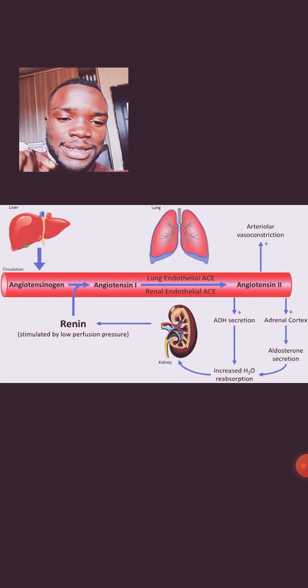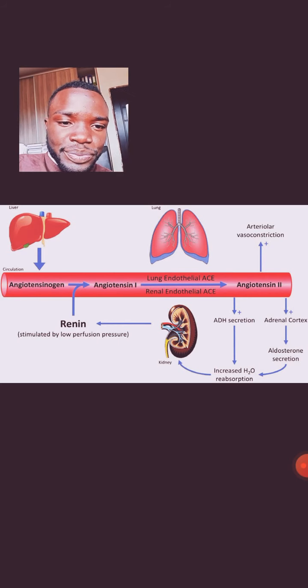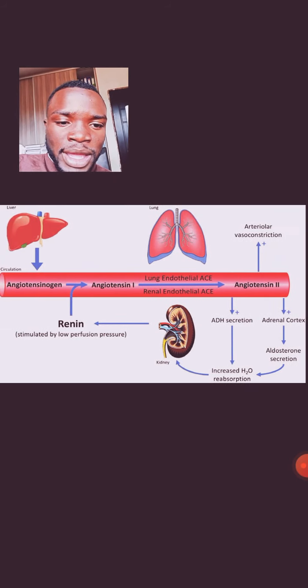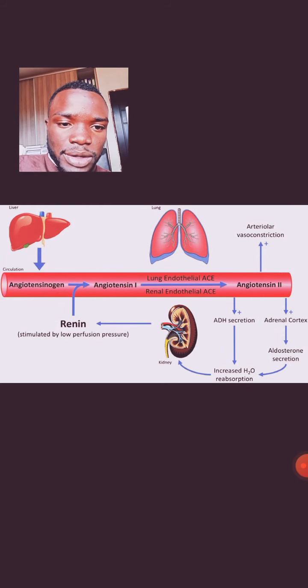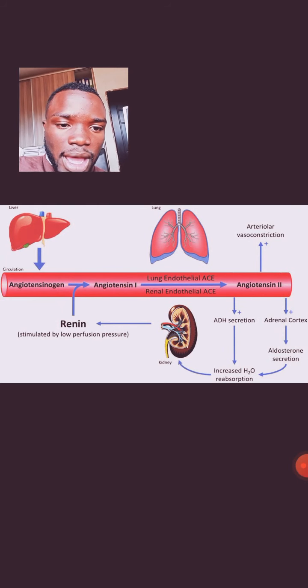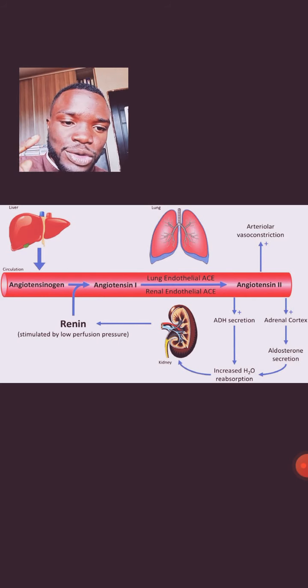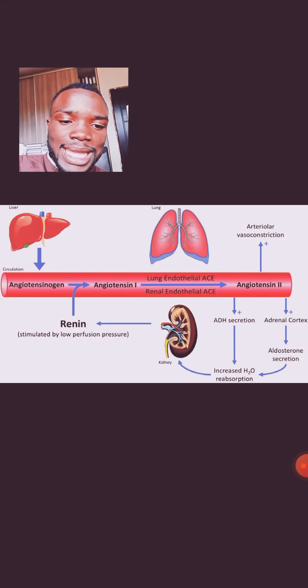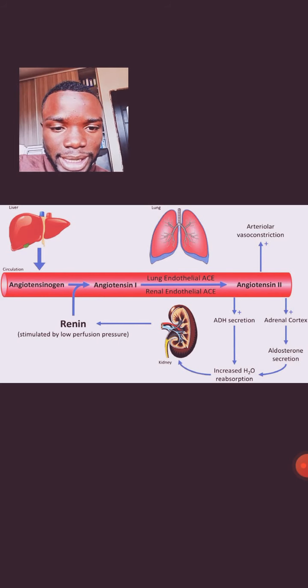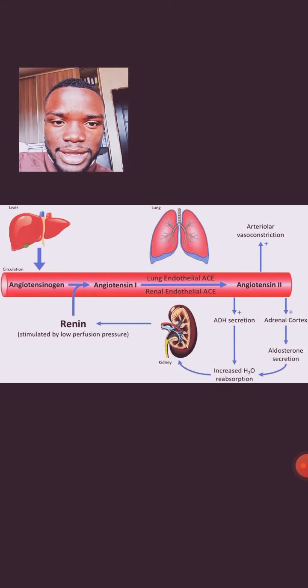Besides that, the same angiotensin 2 also goes to the adrenal cortex, in the kidney region, where it stimulates the release of aldosterone. This aldosterone secretion leads to an increase in water reabsorption as well as sodium chloride retention. So that's how sodium chloride retention is regulated.